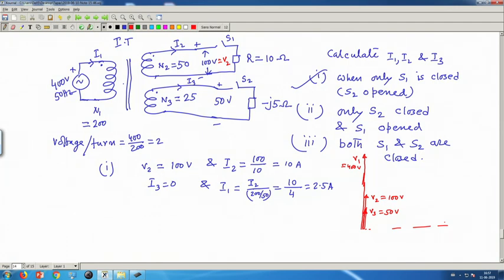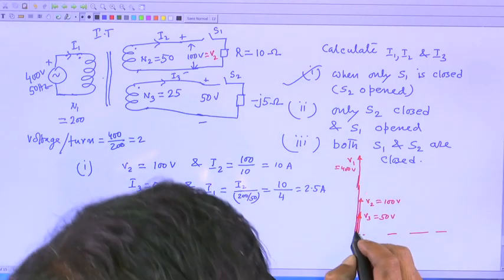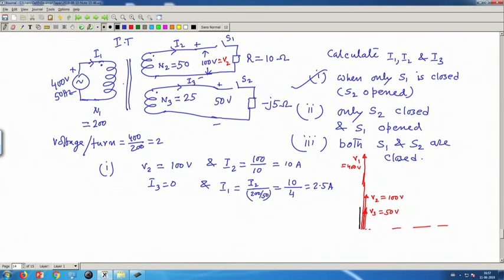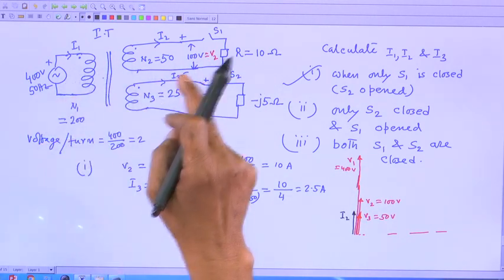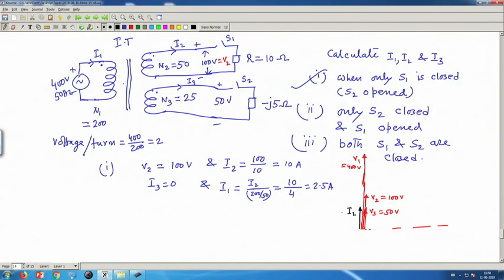Now, if S 1 is closed, there will be I 2, and this I 2 will be in phase with the voltage because it is a resistive load. So, the current I 2, I have calculated it, is 10 ampere. On some other scale, I 2 will be like this. This I 2 will try to upset the MMF balance, therefore, the primary has to draw extra current, and that value is I 2 dashed, equal to I 2 by A. So, what will be the primary current? This is the HV side, so the HV side current will be less, the ratio being 400 to 100, so it should be divided by 4.